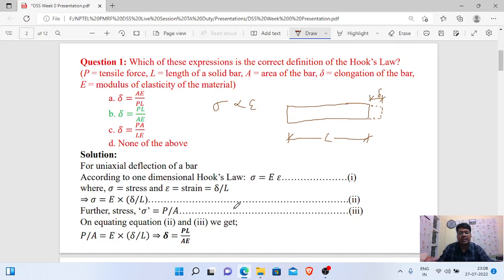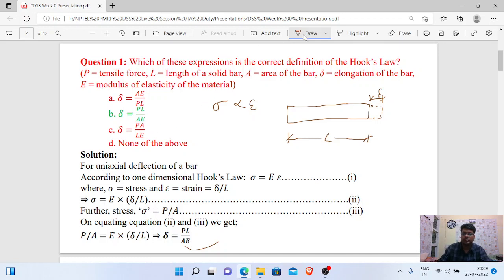Further, we know that stress is equal to load upon area. Here we are applying load P, the tensile force mentioned in the question, and A is the cross-sectional area of the bar. So this is also a stress and this is also a stress. After equating equations 2 and 3, we get del, the elongation of the bar, equal to PL upon AE. So our correct option is B, which is del equals PL upon AE.